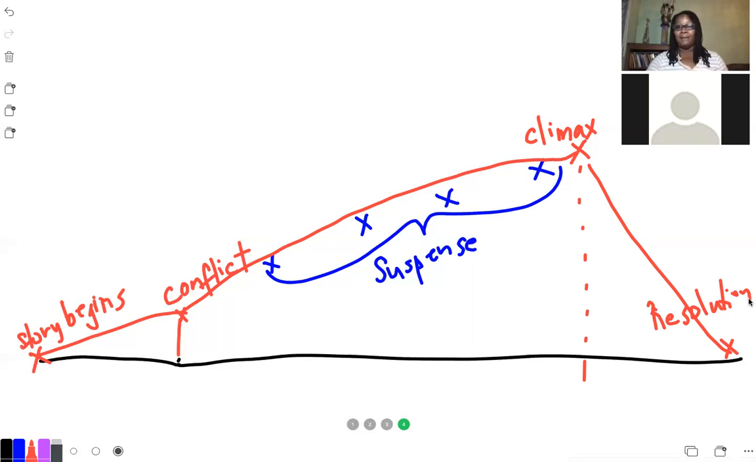Then we have our climax, the highest point of our story. And when we look at our example in terms of the fairy tale that we're going to be looking at in the next video, we're going to see how the climax comes into play along with the resolution.